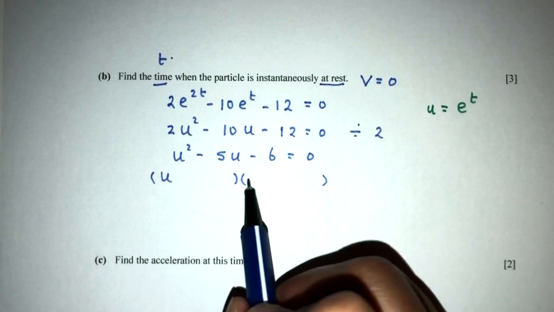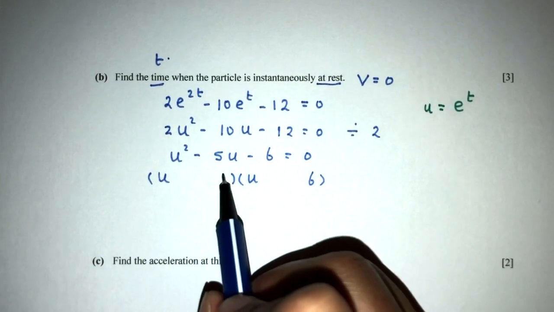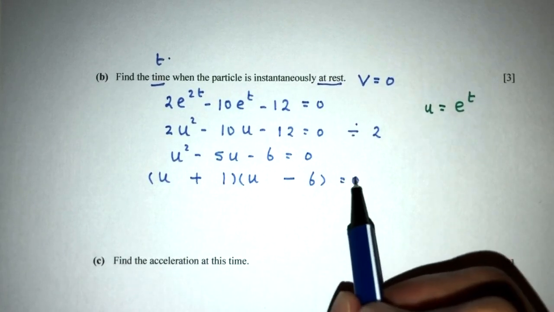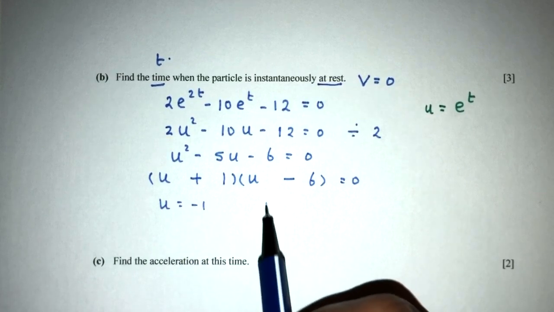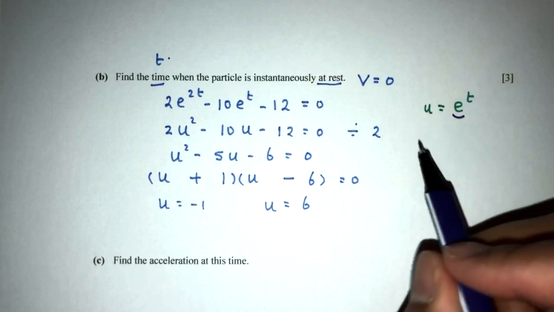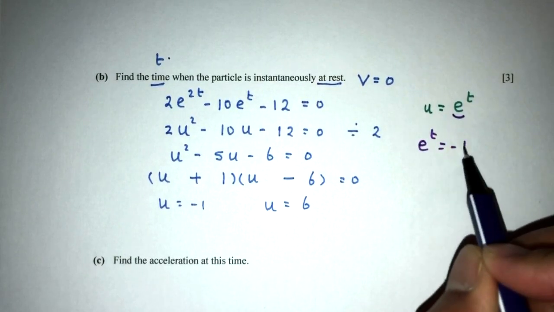That will be u times u. 6 is 6 times 1. To get minus 5, it has to be minus 6 plus 1. So u has to be minus 1 and u has to be 6. So again, now we are not trying to find the value of u, we're trying to find the value of t. So exponential t has to be minus 1.